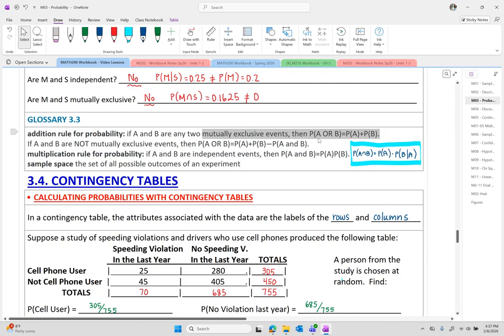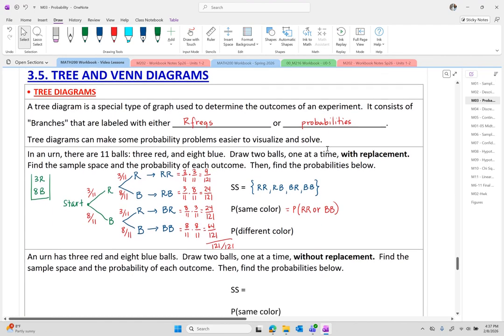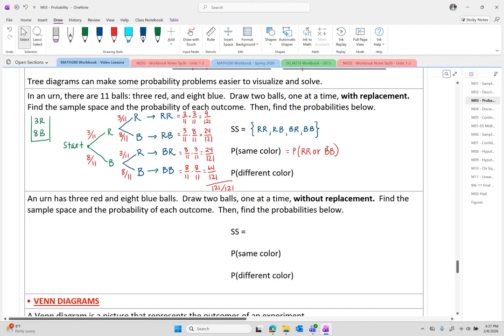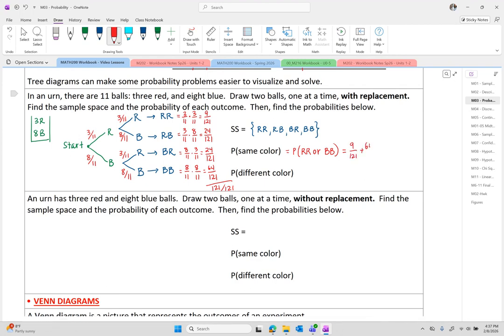So the probability of either 2 reds or 2 blues will be the probability of 2 reds plus the probability of 2 blues. And that will be 9 out of 121 plus 64 out of 121. They have common denominator, so this is 9 plus 64 out of 121, which is 73 out of 121.